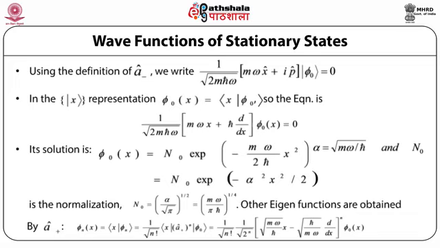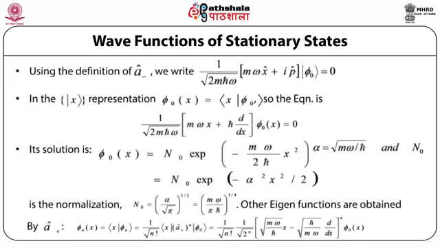The solution for this equation is given by phi naught x is equal to n naught times the exponential of within brackets minus m omega by twice h cross whole times x square, and this can further be written as n naught times exponential to the power minus alpha square x square by 2, where alpha is given by under root m omega by h cross, and n naught is the normalization constant, which is given by n naught is equal to alpha upon under root pi whole to the power half, and this can further be written as m omega by pi h cross whole to the power 1 by 4.